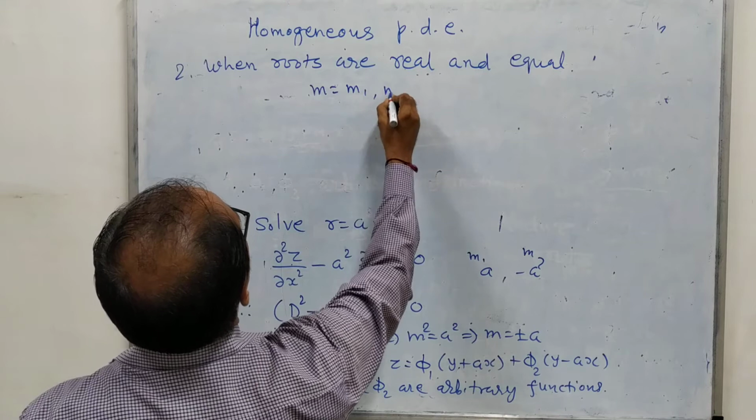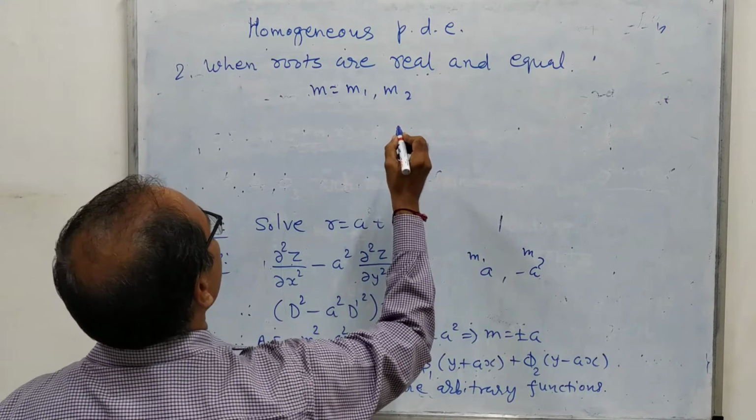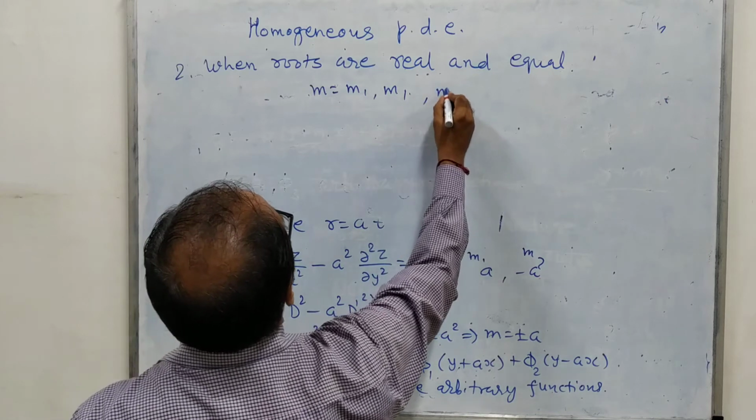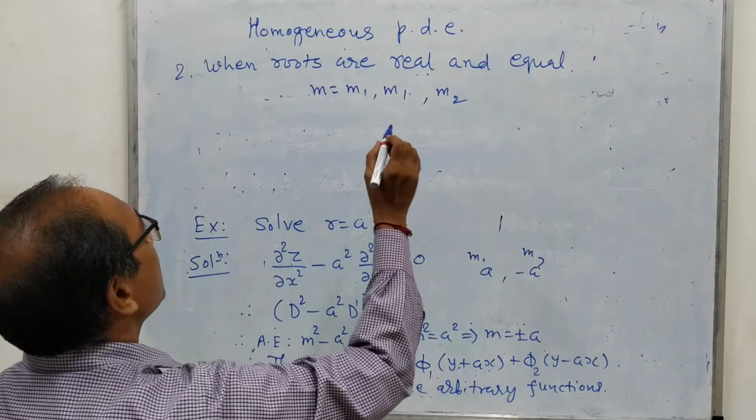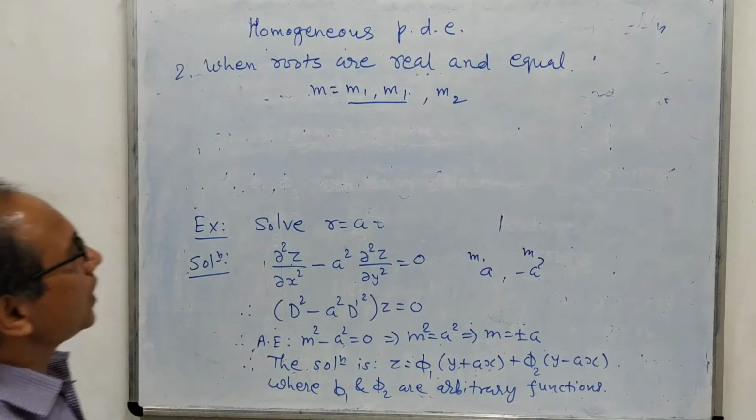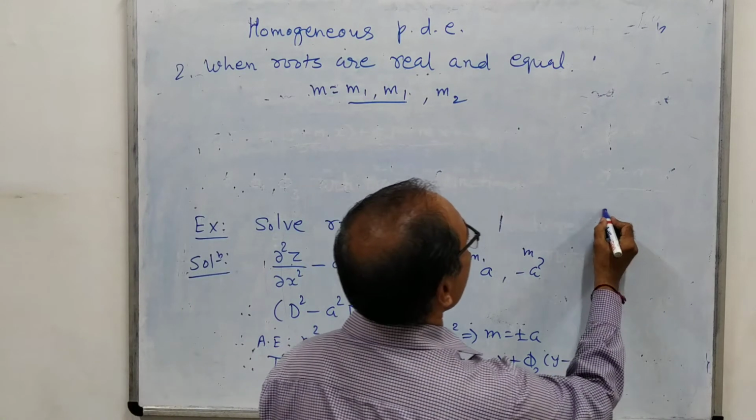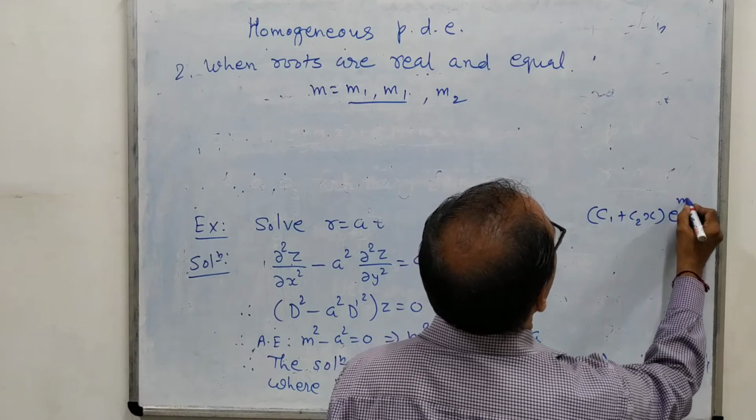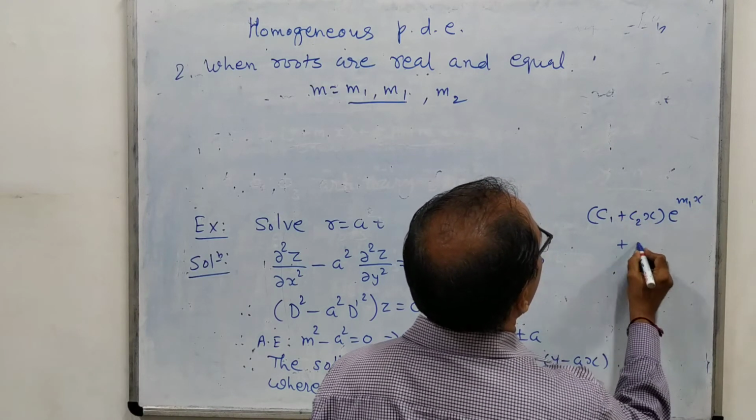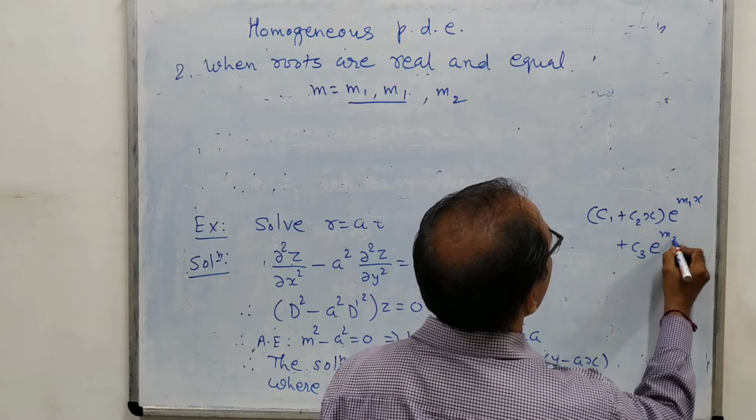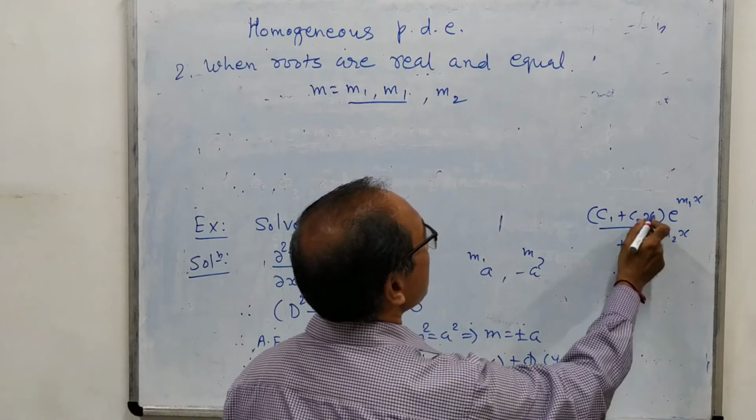Two roots are there for a second order differential equation. These are m1, m1. Suppose we consider a third order differential equation, where m2 is unequal. So here you can see that two roots are equal. In an ordinary differential equation, what were we doing? We were writing (c1 + c2x) e^(m1x), and for the third, which is unequal, we simply write c3 e^(m2x). So this is the basic thing.